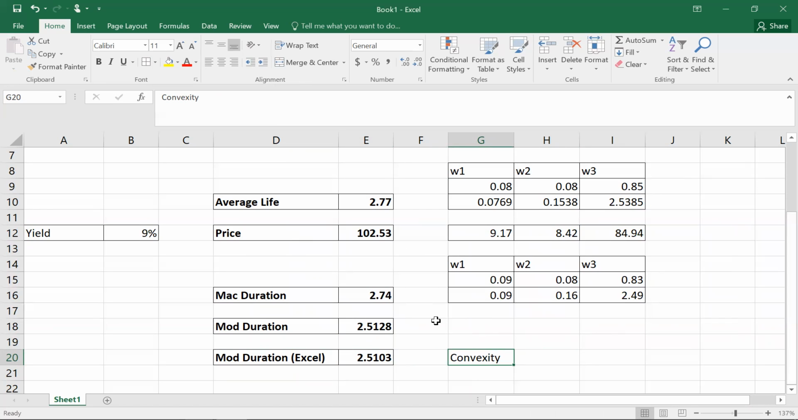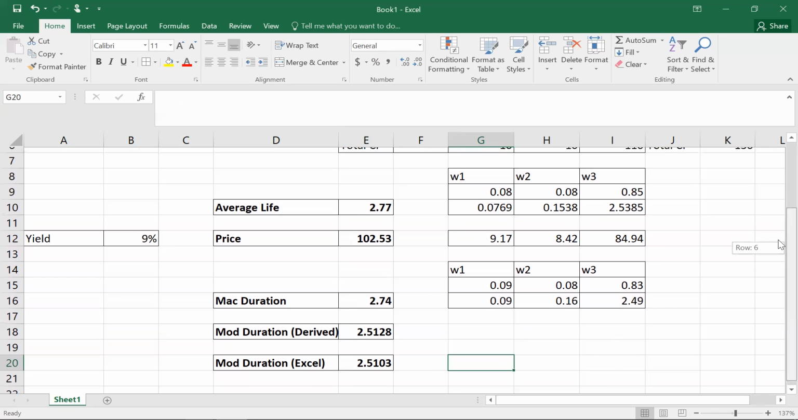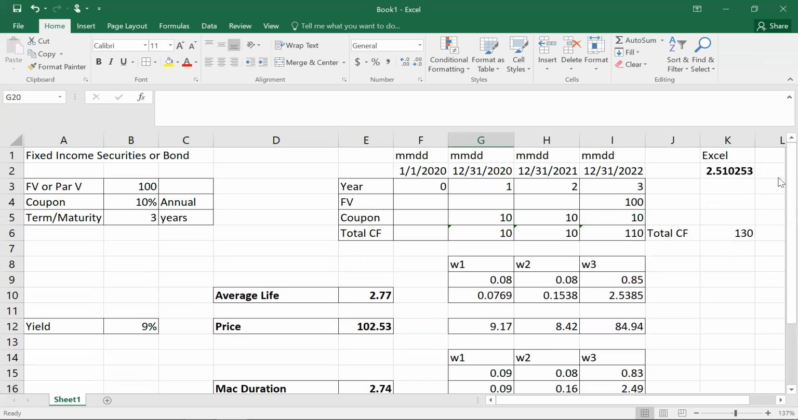The value that you derived here, the mod duration that we derived, and the modified duration calculated by Excel will be close, but it will not be the same. Okay. Now there is another way you can derive the modified duration. I will tell you how.